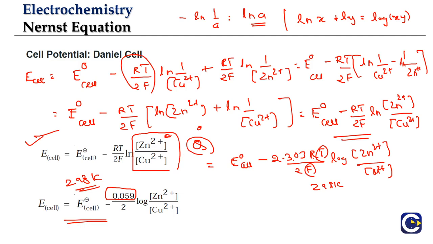Otherwise, if the temperature is not changing, we have another simplified form, which is E cell is equal to E naught cell minus 0.059 by 2. Remember, we are not simplifying the 2 here because when we want to generalize the formula, this 2 is nothing but the number of electrons exchanged. So we are going to have a generalized formula after some time. So E cell is equal to E naught cell minus 0.059 by 2 into log Q for the cell reaction. Q here is nothing but zinc 2 plus ion concentration by copper 2 plus ion concentration. So this is what we have as the modified cell potential for the Daniell cell.